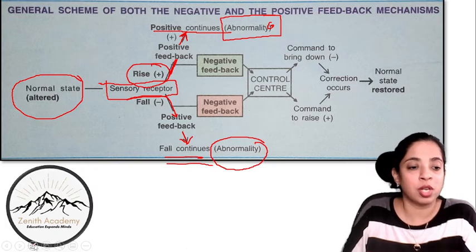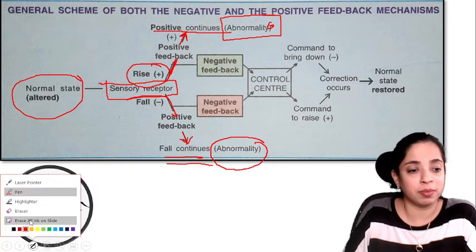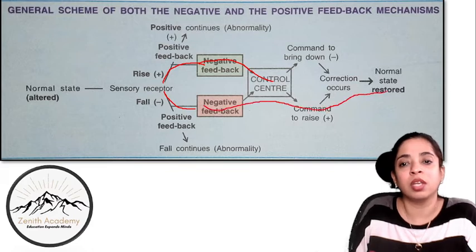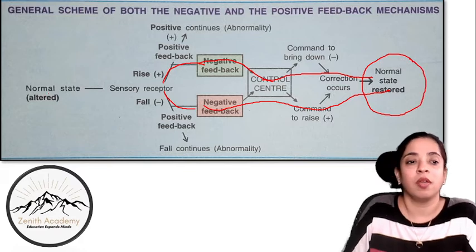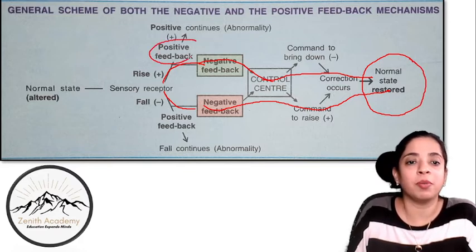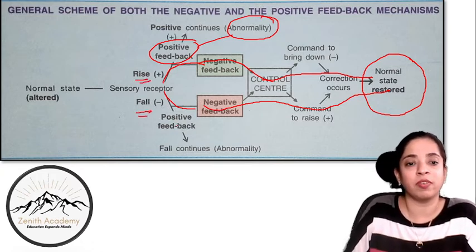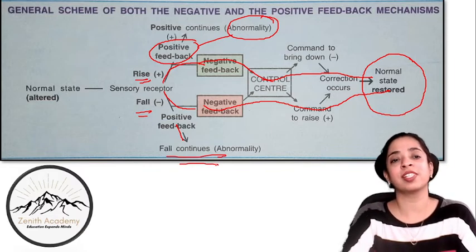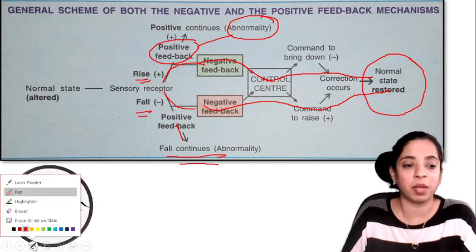So you should understand now that with negative feedback, whether the substance is increased or decreased, the normal state is restored. Whereas in positive feedback you get abnormality. If there is a rise, it will continue rising. If there is a fall, it will continue falling. I hope you have understood the general scheme of both the negative and the positive feedback mechanisms.